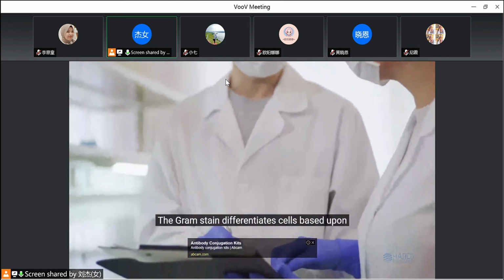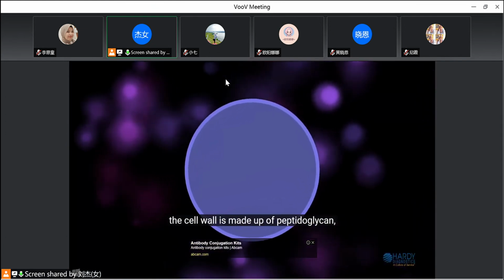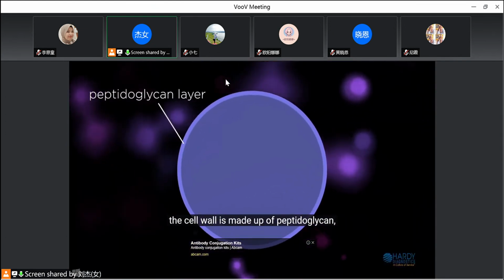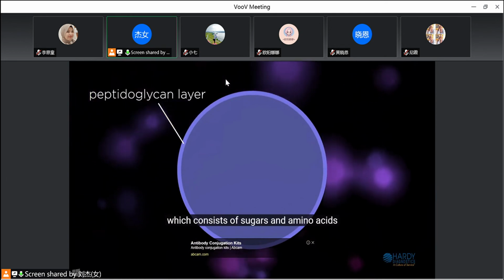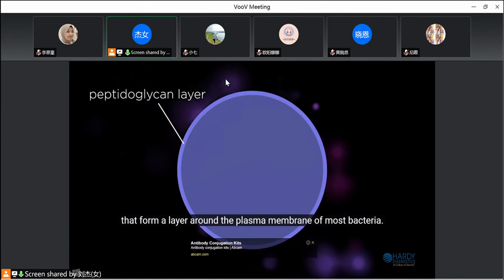The Gram stain differentiates cells based upon differences in the structure of the cell wall. The cell wall is made up of peptidoglycan, which consists of sugars and amino acids that form a layer around the plasma membrane of most bacteria.